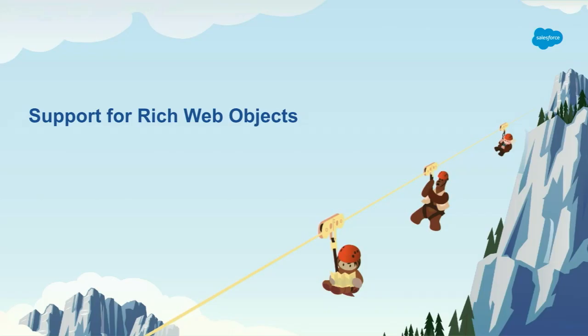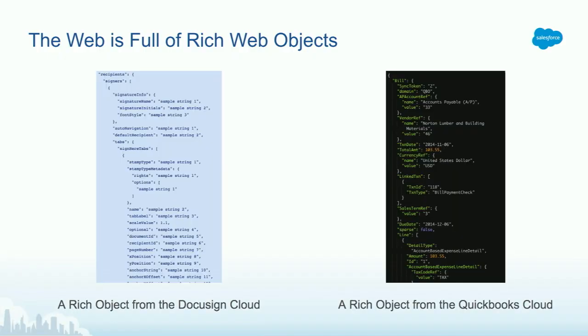I'd love to tell you today about a very powerful new feature in Summer 19. Rich web objects are the name we've given to the kind of information that commonly comes back when you make a call on the internet. And what you see on the screen here are two different examples of that. On the left, you've got an example of the kind of data that comes back when you make a call to DocuSign to get a document or an envelope. And on the right, you see the information from a call to QuickBooks over on Intuit's cloud.